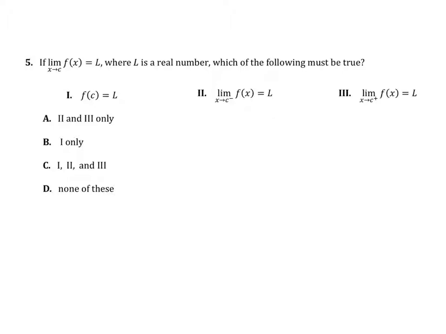Okay, so question 5. Limit as x approaches c of f of x equals L, where L is a real number. Which of the following must be true? Which one has to be true beyond a shadow of a doubt? So they're telling us that this limit exists, right? If that's here and it equals L, which is a real number, if that limit exists, what did you do to prove that it exists?